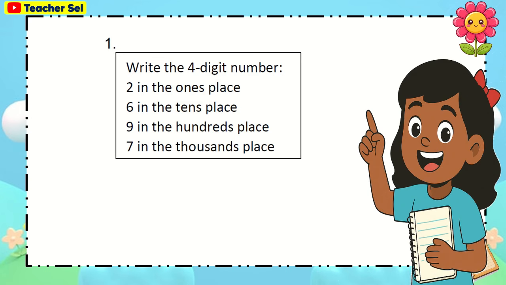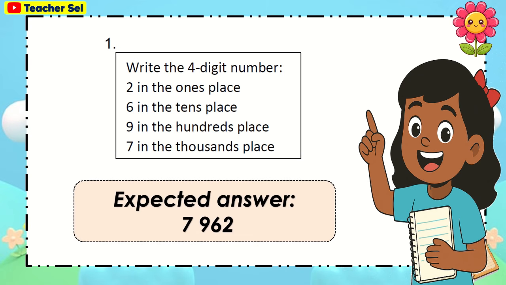Write the 4-digit number: 2 in the ones place, 6 in the tens place, 9 in the hundreds place, and 7 in the thousands place. Here is the expected answer: 7,962.